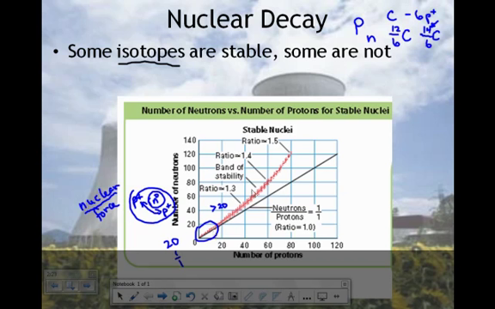So as it gets bigger, our ratio also gets bigger and bigger. So really large atoms like uranium has 92 protons. It needs to have a lot more neutrons to keep it stable. So uranium-238 is a pretty common isotope. How would you know the number of neutrons? We simply take the mass number minus the atomic number, and we can get the number of neutrons for that atom. So 238 minus 92 gives us 146 neutrons.